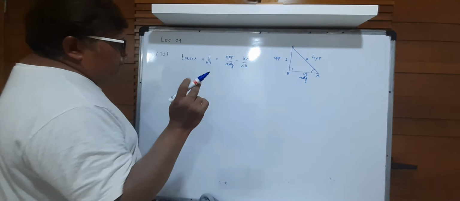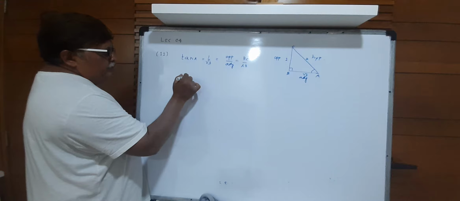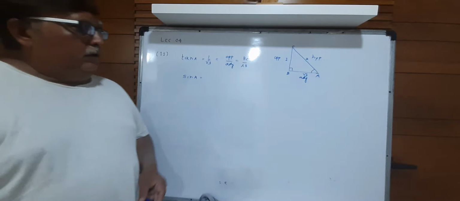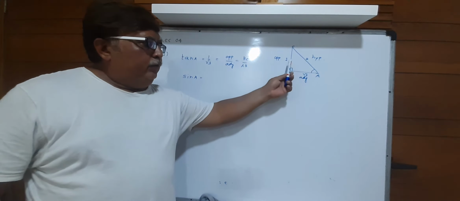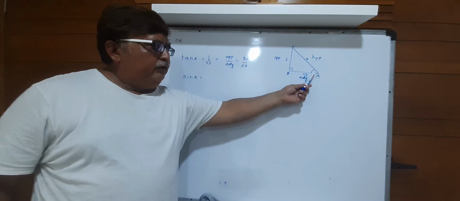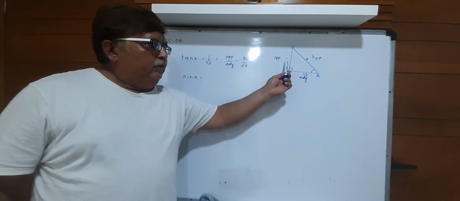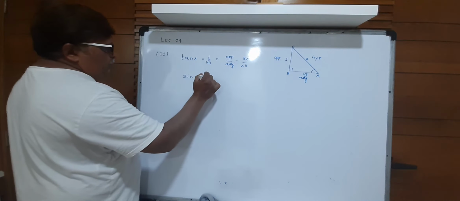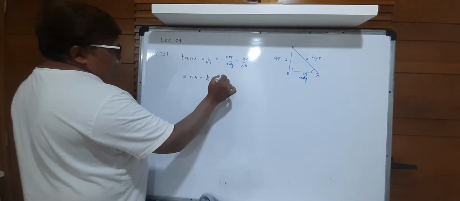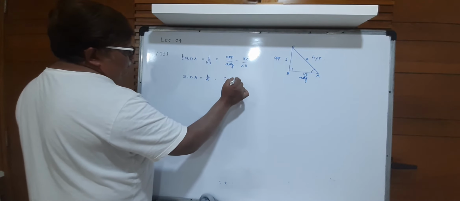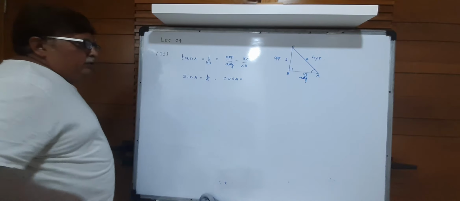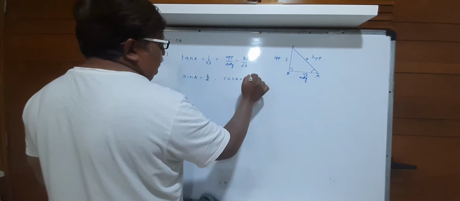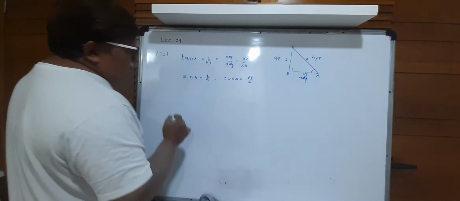First, I am going for sin A. What is the formula of sin A? Opposite upon hypotenuse. With respect to A, this is opposite, this is hypotenuse. So we got 1 upon 2. Let me find cos A also, because it is also the required demand of the sum. Cos A, adjacent upon hypotenuse, root 3 upon 2.